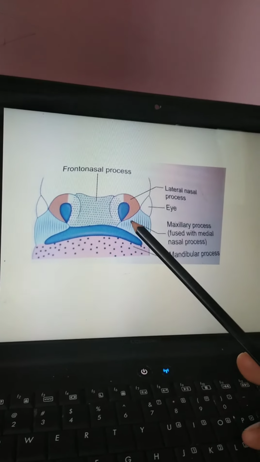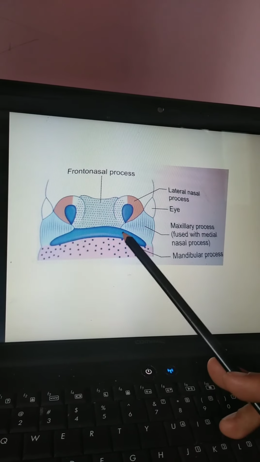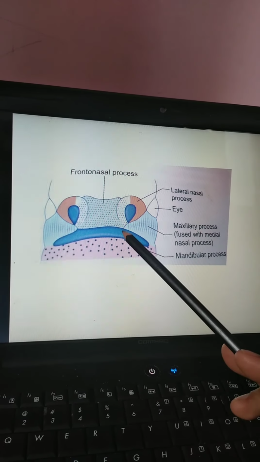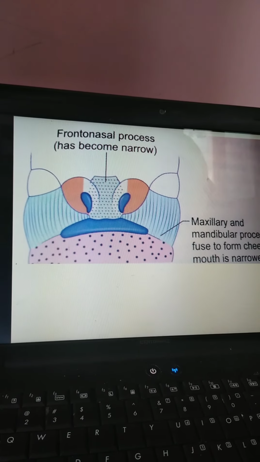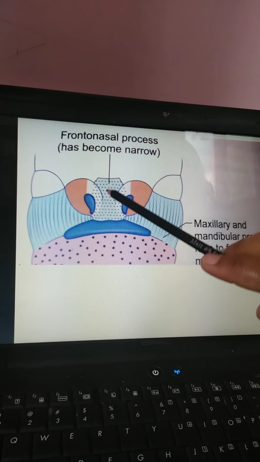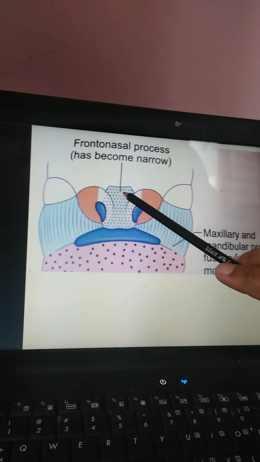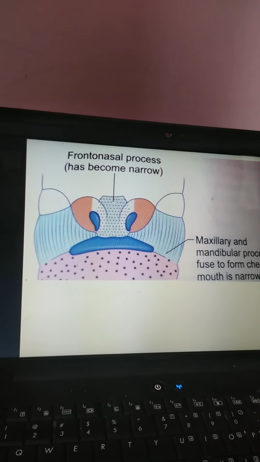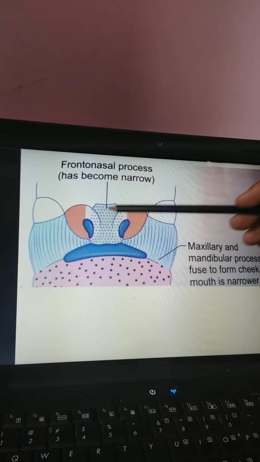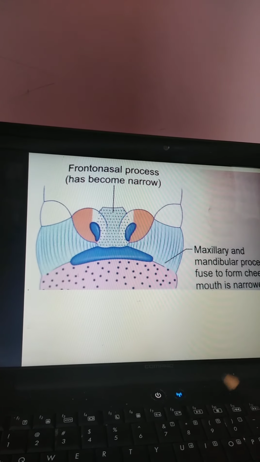Each nares gradually approaches the other. This is the result of the fact that the frontonasal process becomes progressively narrower and narrower. So here you can see the frontonasal process become narrower and narrower. Because of this narrowing of the frontonasal process, the nasal cavities come close to each other, and later this frontonasal process forms the nasal septum.